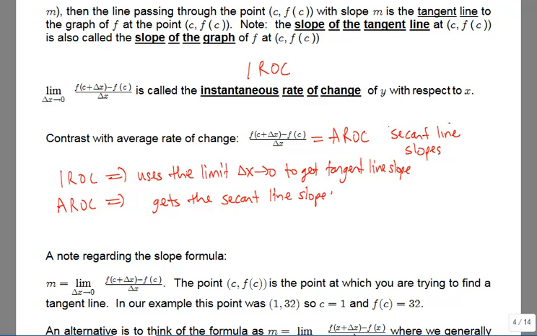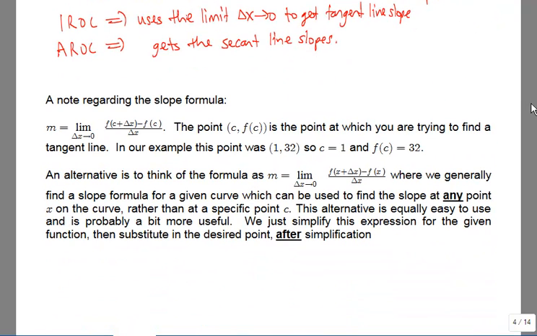It's a lot of terminology to get used to. This is a tough lecture, so give yourself some time to absorb all of this information and digest it so that it can sink in a little bit. So a note regarding the slope formula. m equals the limit as delta x goes to 0 of f of c plus delta x minus f of c all over delta x. That's our tangent line slope right there, okay? As soon as you take those secant slopes, which are these right here, and you put a limit in front of that, as delta x gets smaller and smaller, you're turning it into your tangent line slope.